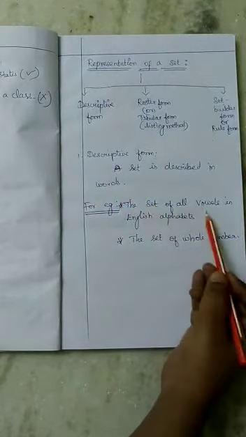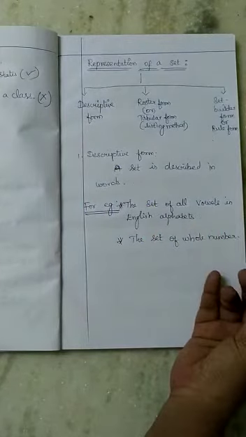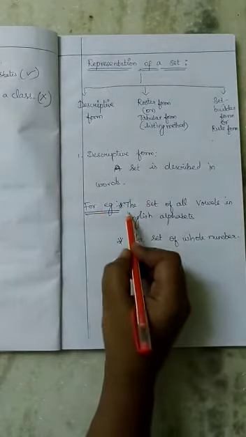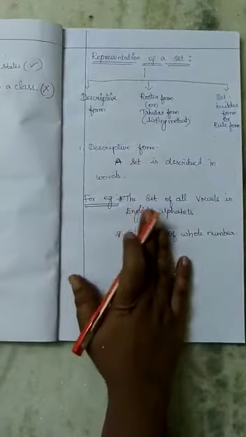Example, the set of all vowels in the English alphabet. Instead of the word vowels, I can write A, E, I, O, U also, no? So that is not a descriptive form. We should describe only in words.